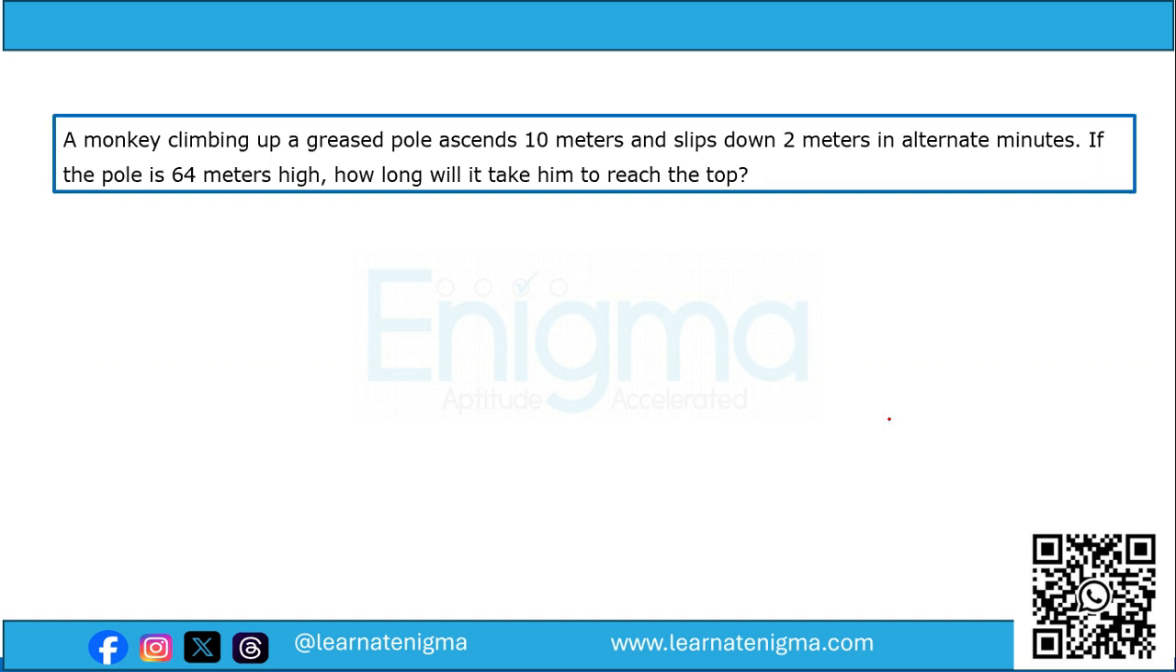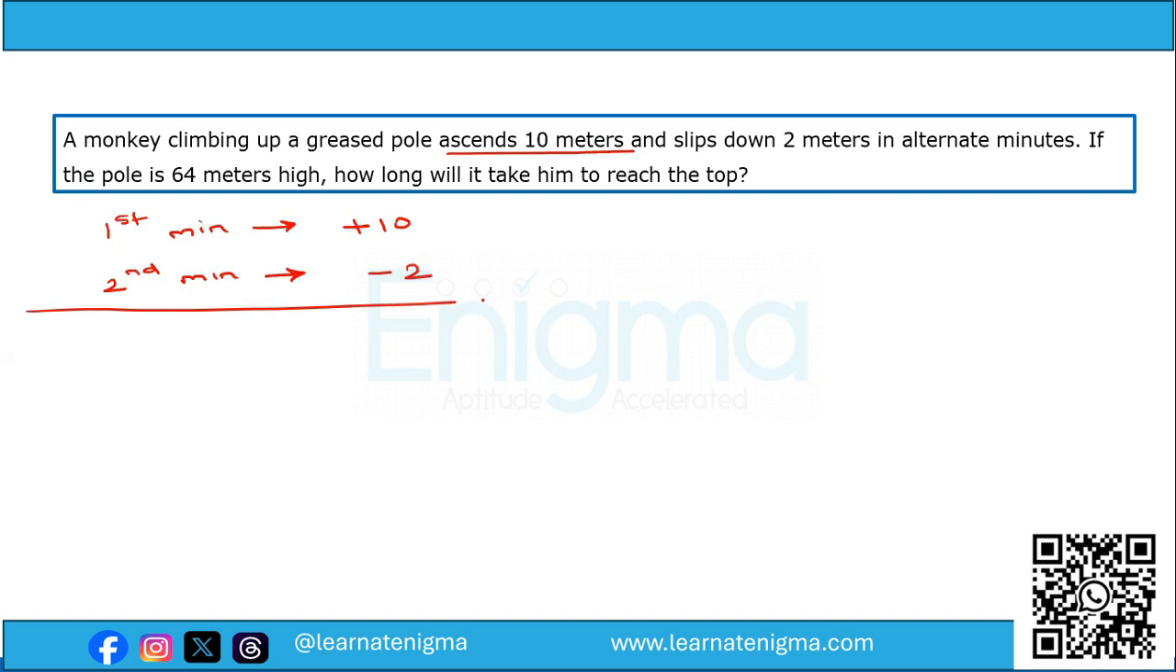Now, the monkey is ascending 10 meters in the first minute. So we can say in the first minute, monkey is going plus 10, and in the second minute, it is slipping 2 meters. So we'll say minus 2. So we can say in 2 minutes, the monkey is climbing up 8 meters.